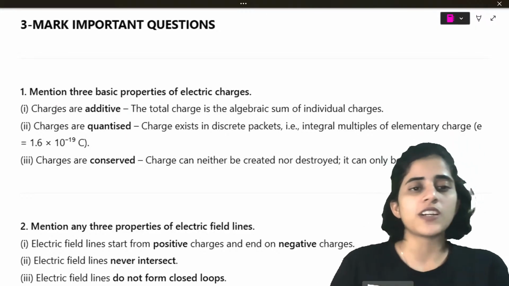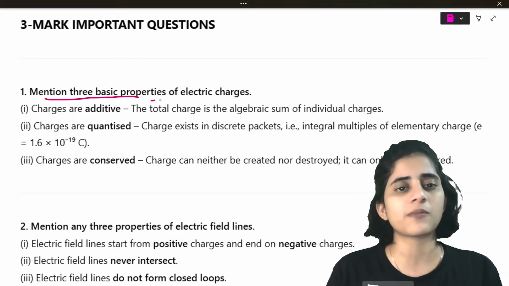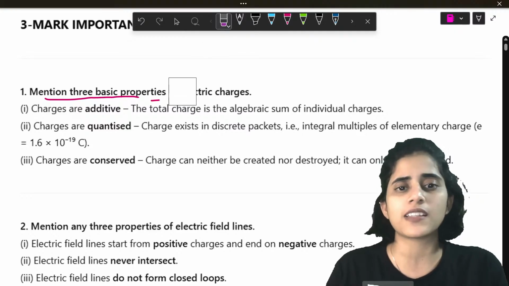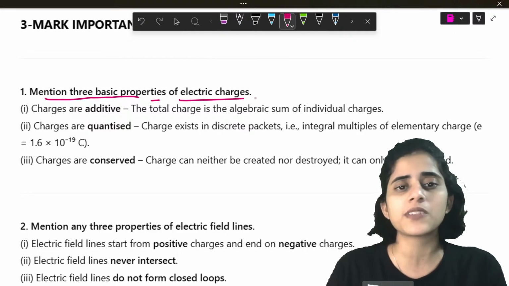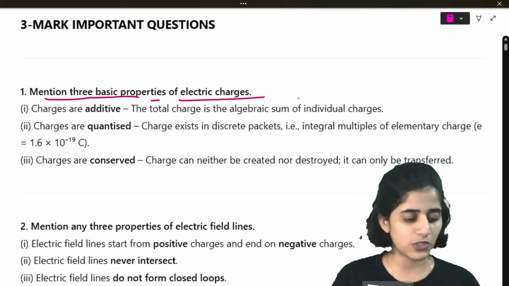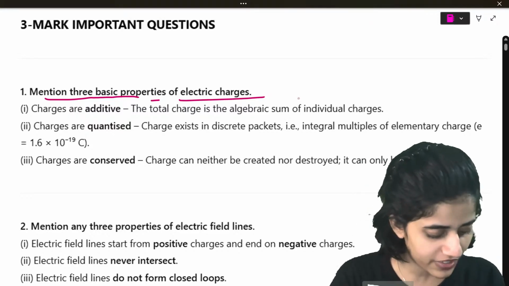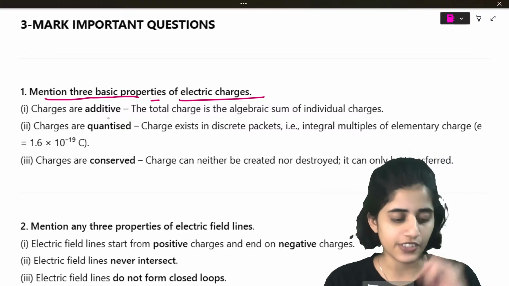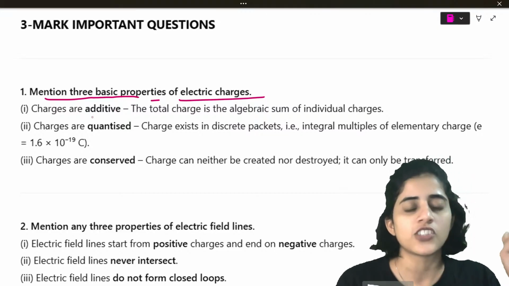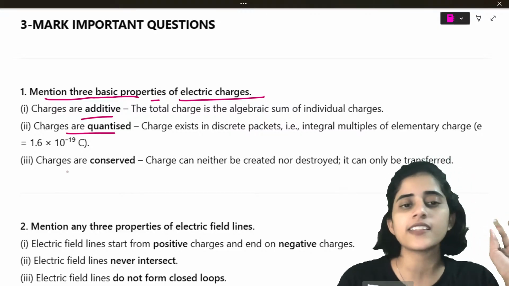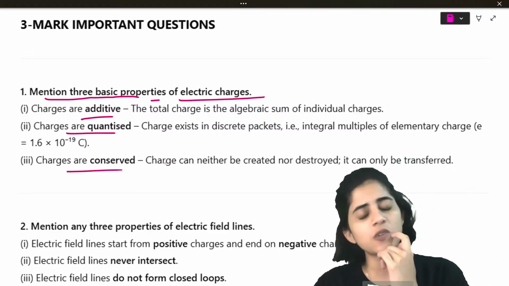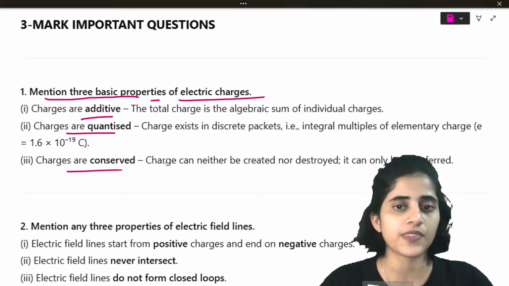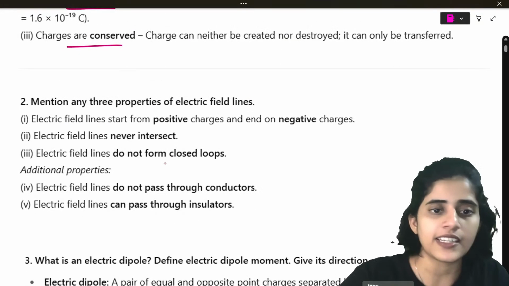Okay. First question. Mention 3 basic properties of electric charge. One question that all of you should be answering, and that's been repeated so many times. Not sure if it will come this time also because it has been repeated a lot of times. What are the 3 basic properties of electric charge? The first one, charges are additive, charges are quantized, charges are conserved. Now, for 3 marks, you actually don't have to explain, you just have to write that much: additive, quantized, and conserved. Okay? Yes. Next question.